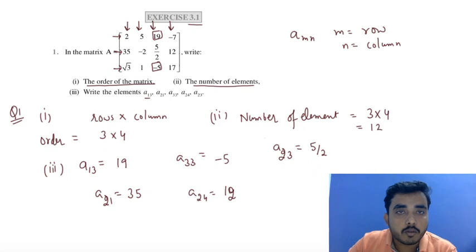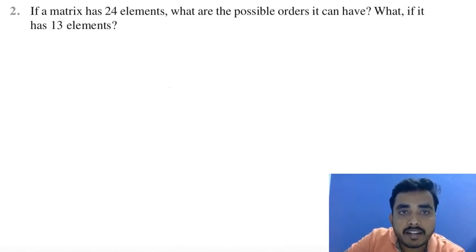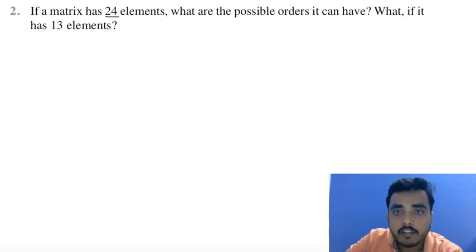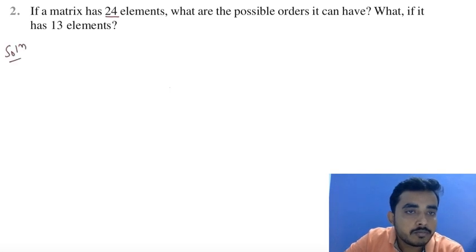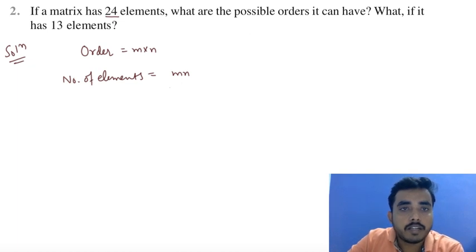Now let's quickly move to question number 2. So students, here is question number 2 on our screen, which states that if a matrix has 24 elements, what are the possible orders it can have? If the order of the matrix is m cross n, how many elements are there in it? mn.